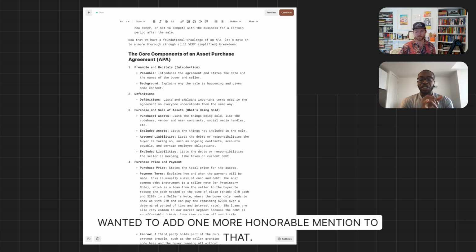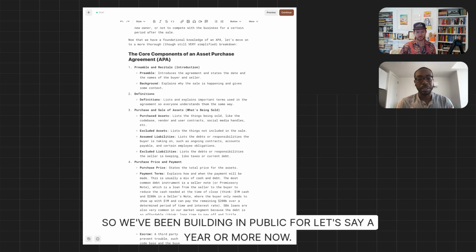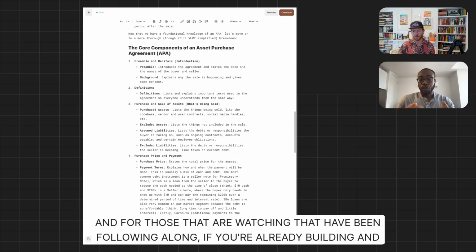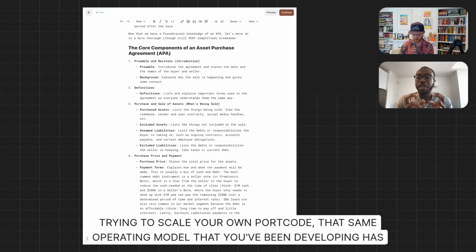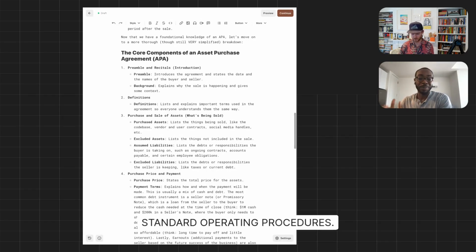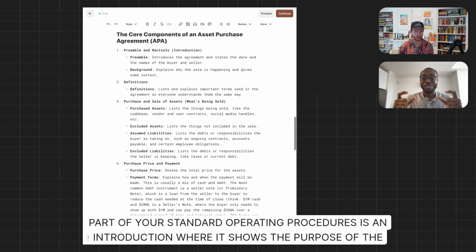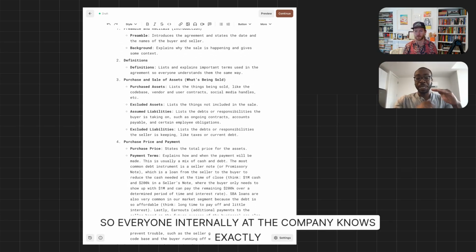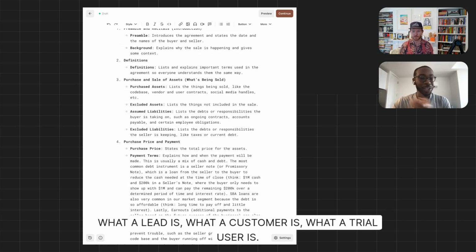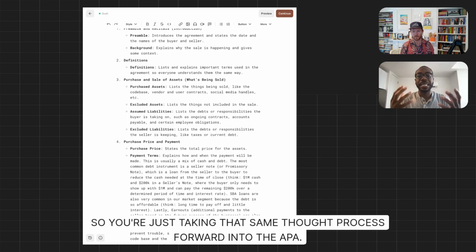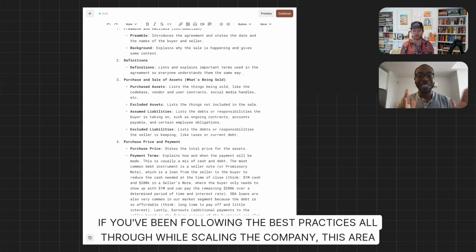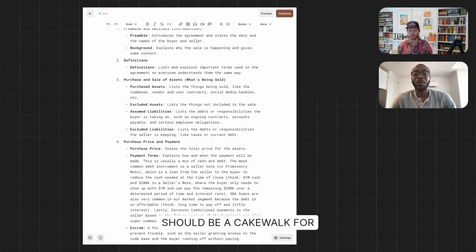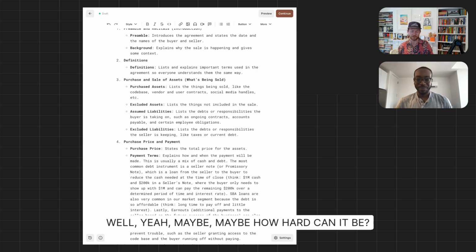I wanted to add one more honorable mention to that. So we've been building in Publix for, let's say, a year or more now. And for those that are watching that have been following along, if you're already building and trying to scale your own portco, that same operating model that you've been developing has standard operating procedures. Part of your standard operating procedures is an introduction where it shows the purpose of the doc, and you immediately go into definitions. So everyone internally at the company knows exactly what a lead is, what a customer is, what a trial user is. So you're just taking that same thought process forward into the APA. If you've been following the best practices all through while scaling the company, this area should be a cakewalk for you. Same thing. Totally.